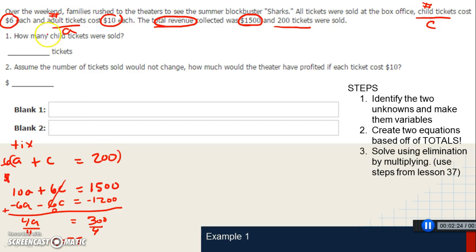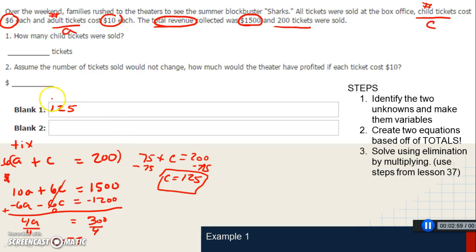But the question's asking how many child tickets. We have 75 adult tickets. So to get child tickets, we'll plug it back into the tickets equation. We know that the number of adult tickets is 75 in our tickets equation, plus C, which we don't know yet, equals 200. Using inverse operations to subtract 75, C is equal to 125. I can go ahead and box that, and I can type it into the blank.